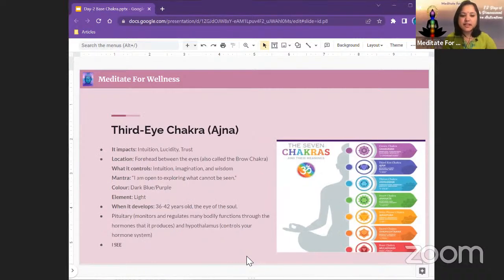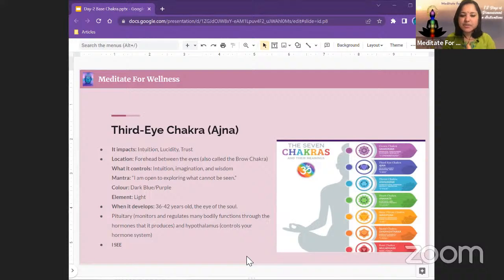The third eye chakra is the ajna, and it affects our intuition, the lucidity, the vision that we have. It's very clear and crisp, and we trust our own intuition. We trust ourselves more and more when this chakra is in balance. The location is between the two eyes on our forehead. It's also called the brow chakra. What it controls is our intuition, imagination, and our wisdom. And the mantra is I'm open to explore what cannot be seen.